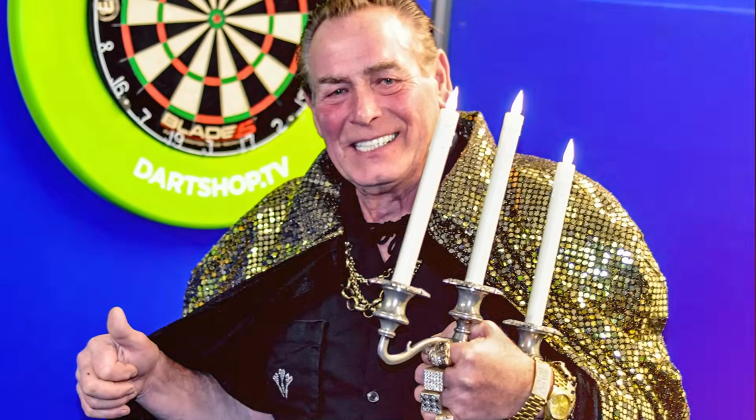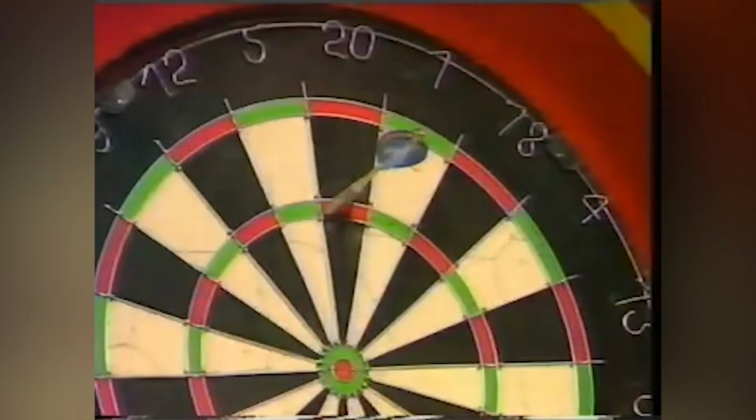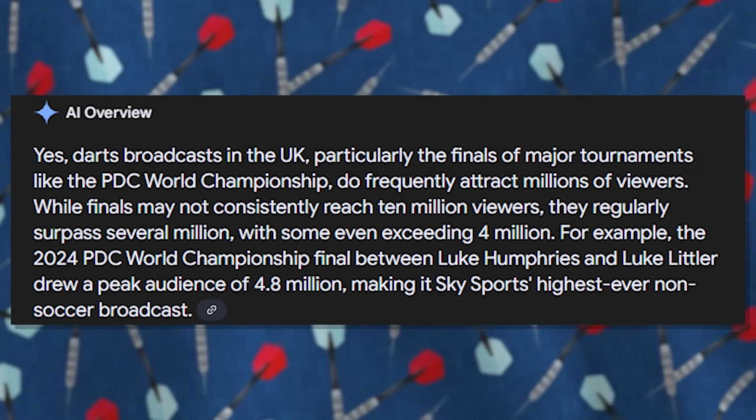During this time, charismatic players like Eric Bristow, John Lowe, Jockey Wilson, and Bobby George became household names. Their on-screen personas and fierce rivalries drew massive audiences. Darts broadcasts often attracted millions of viewers, with finals routinely exceeding 10 million in the United Kingdom alone.